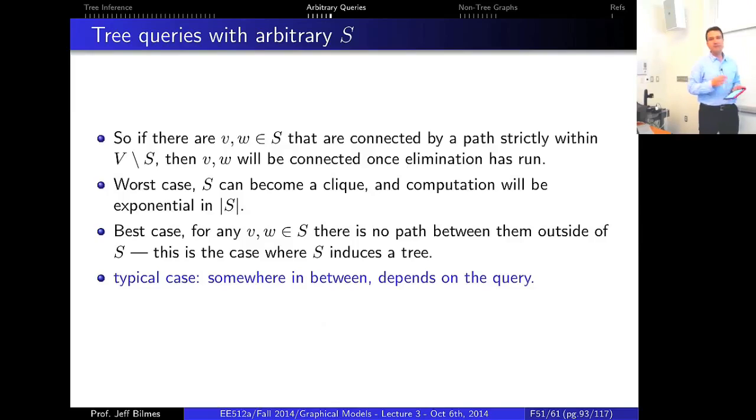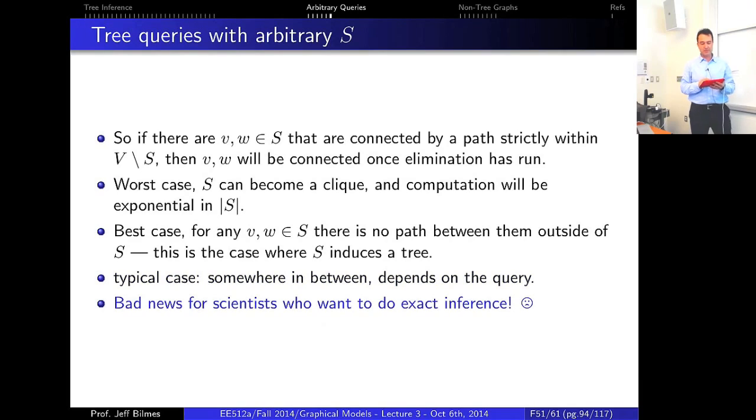So the typical case really depends. Sometimes this does happen. It's bad news for scientists who want to do exact inference and who don't have control over the graph.